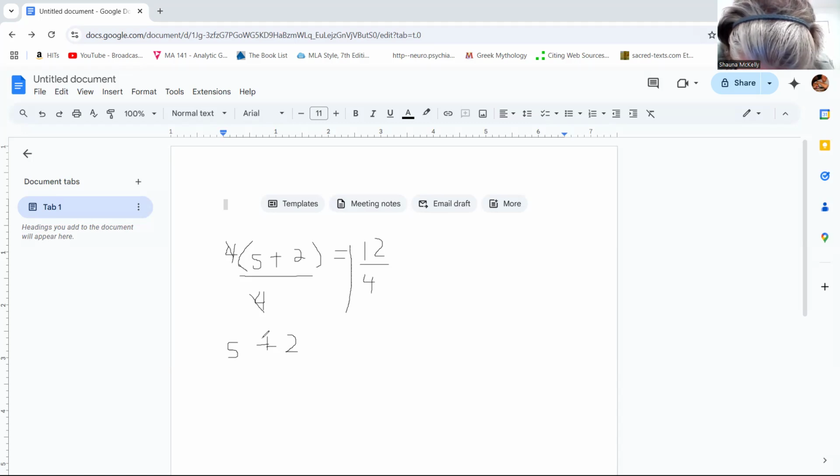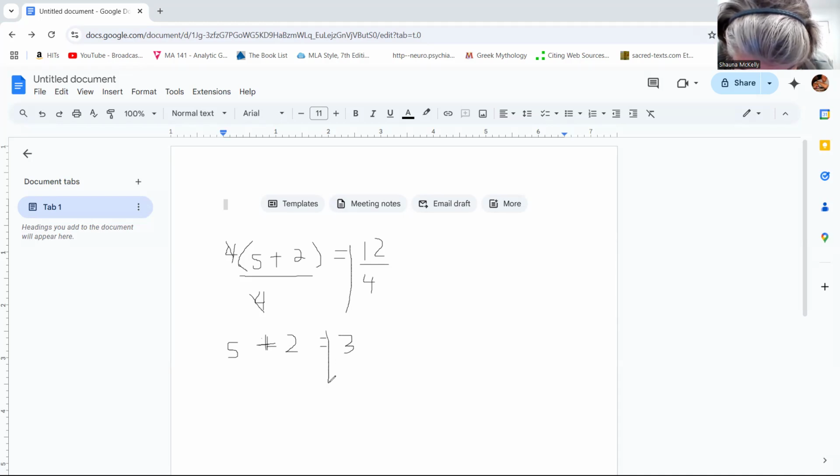This is s plus 2. So now, there we go. Now I have 12 divided by 4, which is 3. And this becomes an equation like the one that we did earlier.